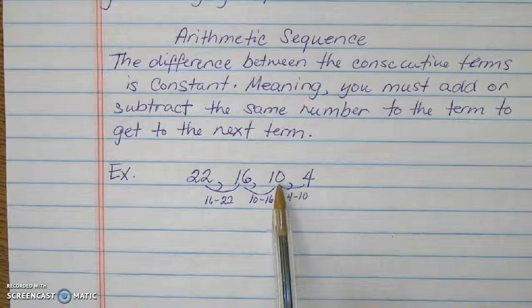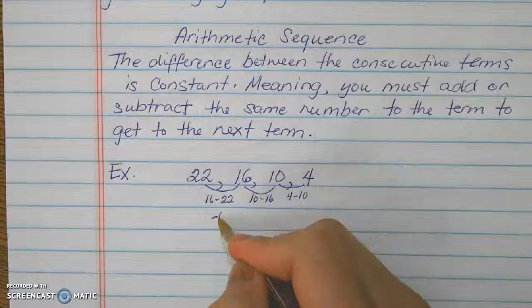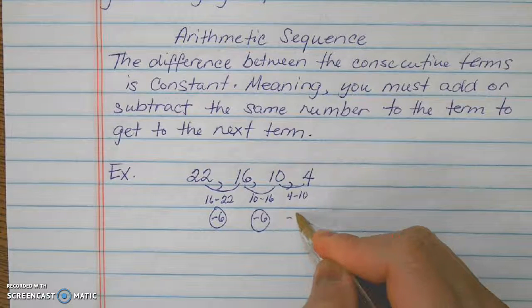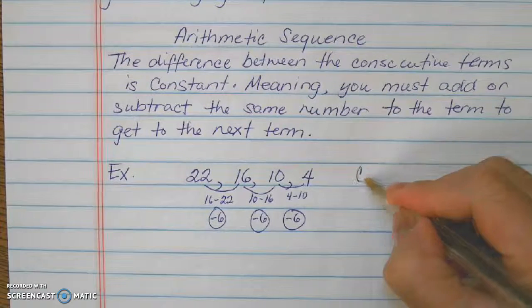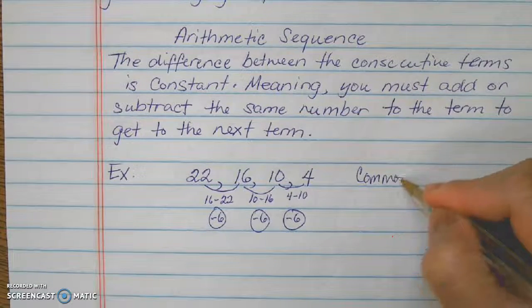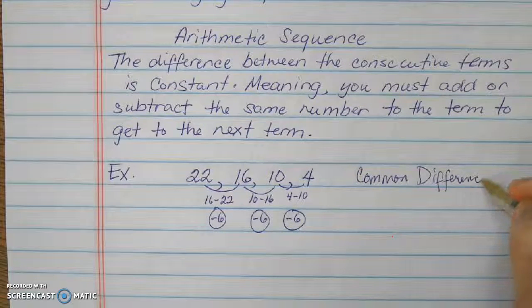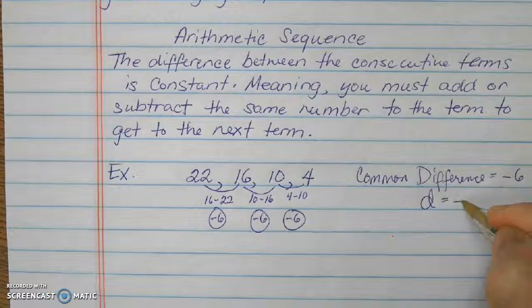So let's solve this. This now is a negative 6, this is a negative 6, and this is a negative 6. Therefore, the difference is constant. The common difference is a negative 6, and we're going to denote that by the letter D equals negative 6.